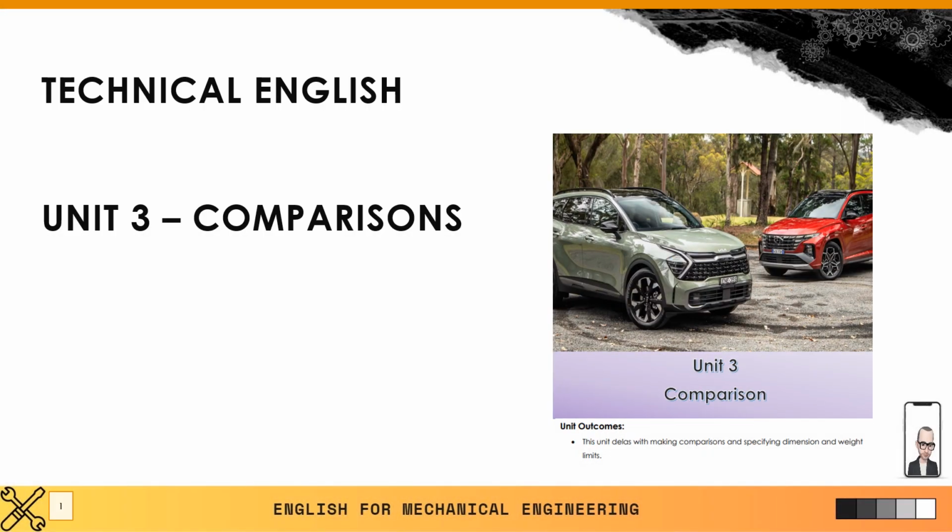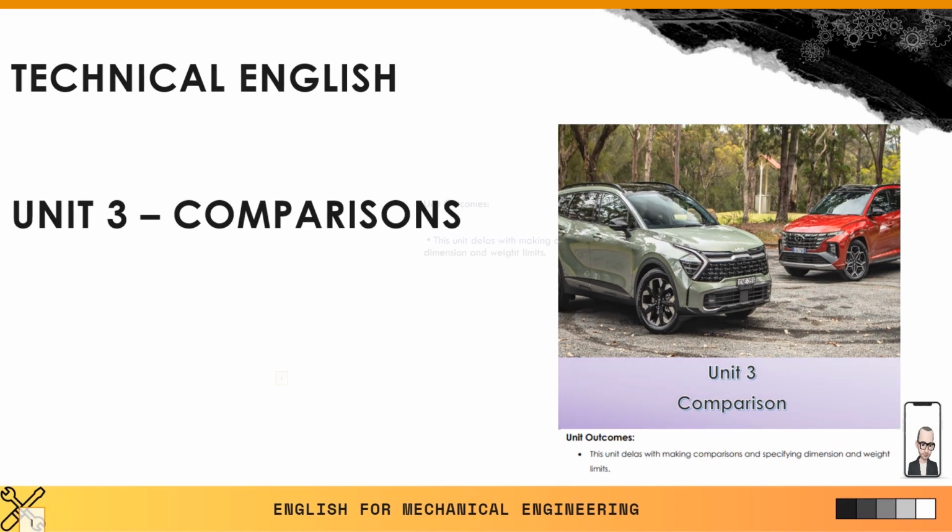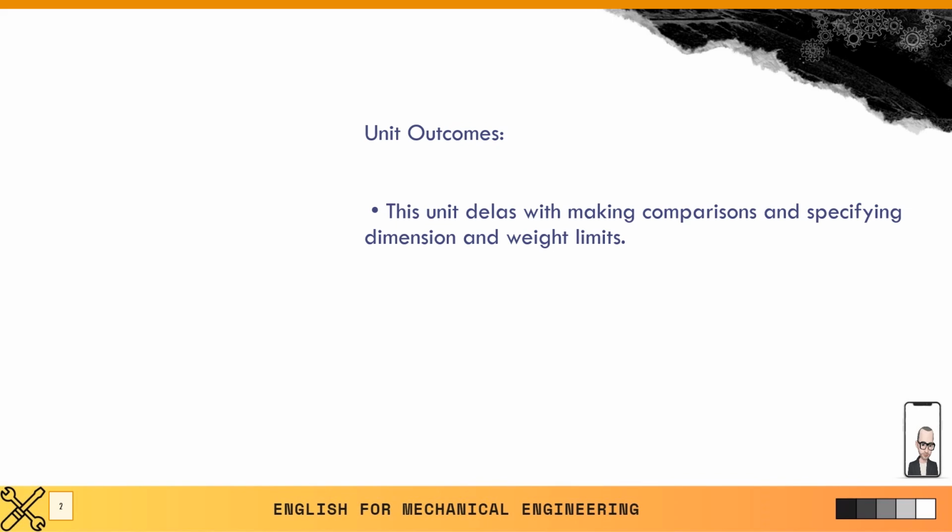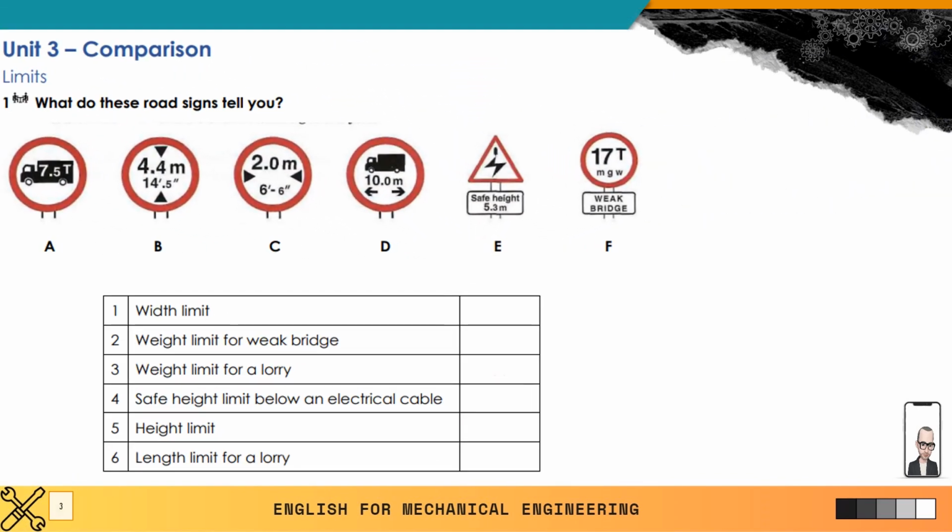Now in today's session we are going to have a quick look at Unit 3 comparisons. This unit deals with making comparisons. Okay, so we are going to be looking at adjectives, comparative and superlative forms. Our first task here is road signs. What you see here is 6 different signs and we will have to match them with what they tell you.